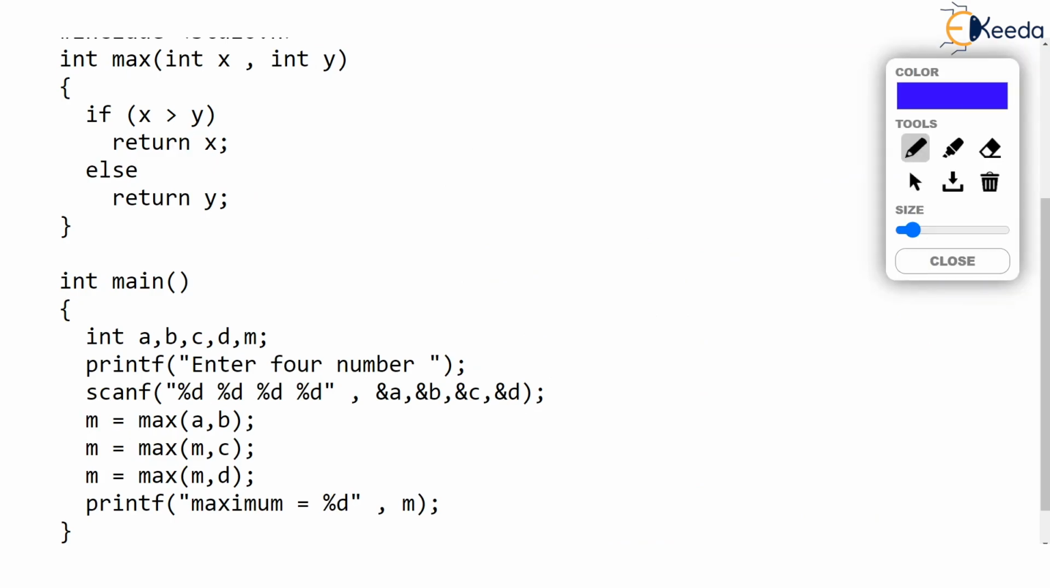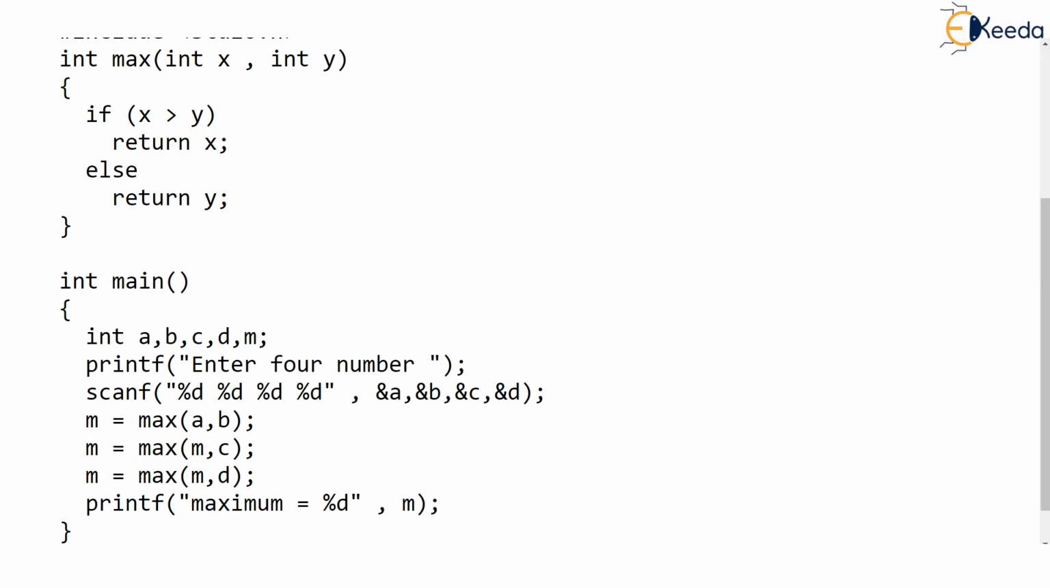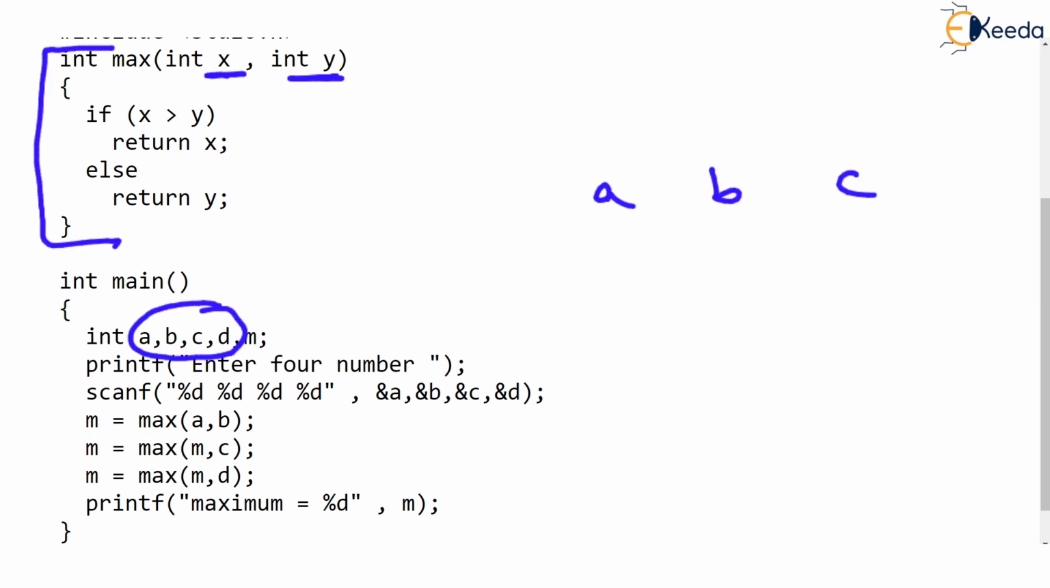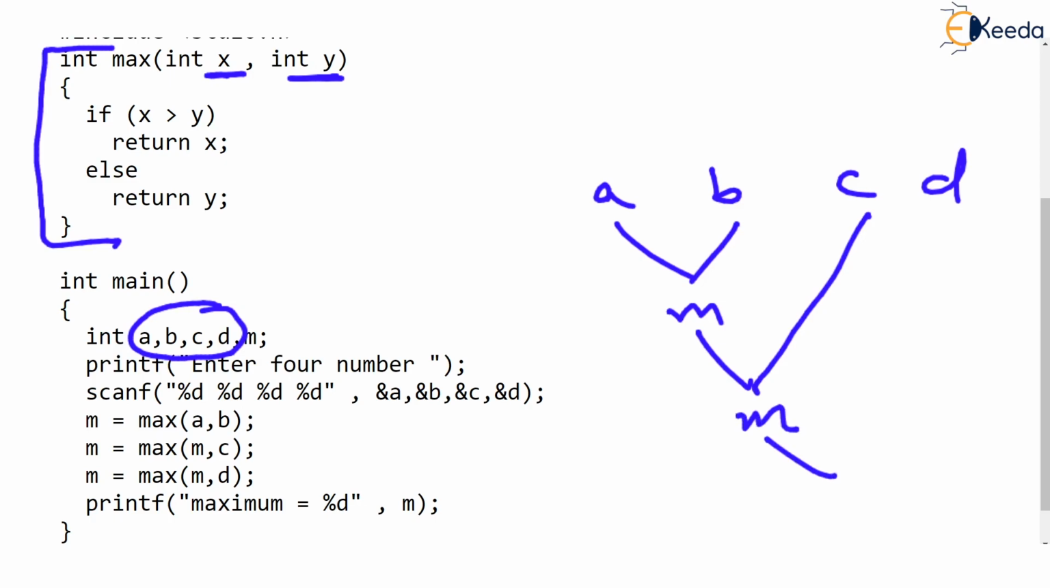And that too, look at the kind of function that we have written. Such a simple function. It is checking only the largest between 2 numbers. And in main, we are having 4 numbers. So first call max to check the largest between A and B. And whoever is largest, then again call max for checking the largest between M and C. And whoever is largest, again call max for finding the largest between M and D.